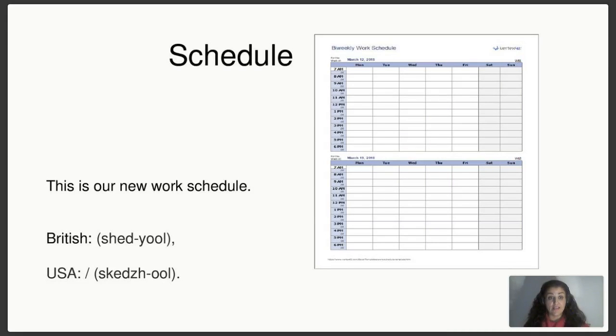Okay, the next one is schedule. So in Britain, we say schedule for like the timetable, schedule for the week. And in the USA, they say schedule. So British, this is our new work schedule. And American, this is our new work schedule. Okay, so schedule for British and schedule for American. So think shed for British, and schedule, sk sound.